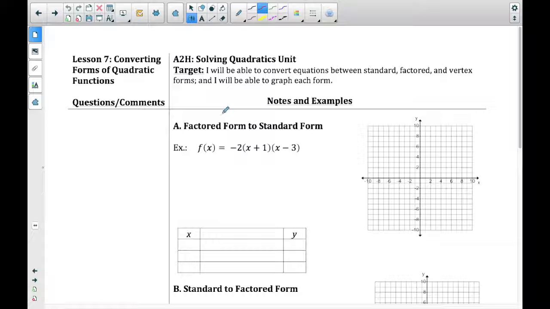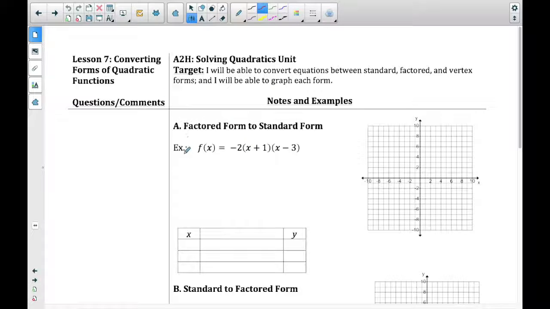So first of all, from factored form to standard form. Here we have a factored form of a quadratic. We've been working with how to multiply these out. One thing I might talk to you about in the beginning is that -2 only gets distributed once. And since it only gets distributed once, I like to save that for the last part because that way you don't accidentally distribute it twice.